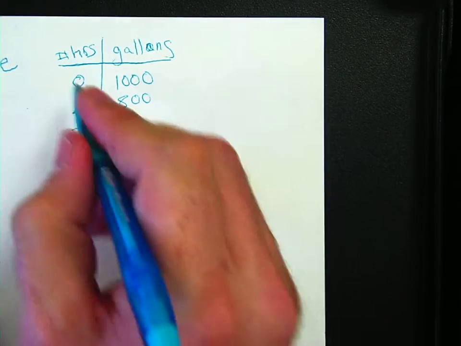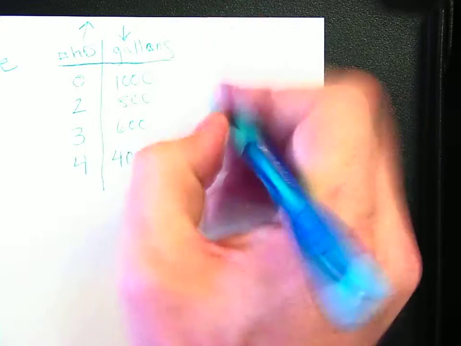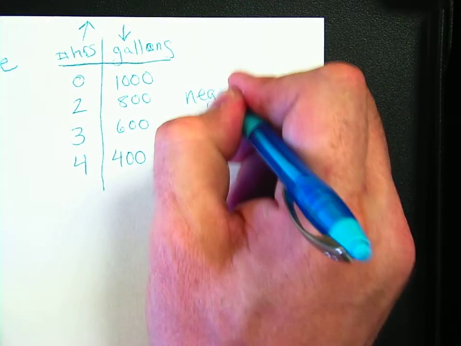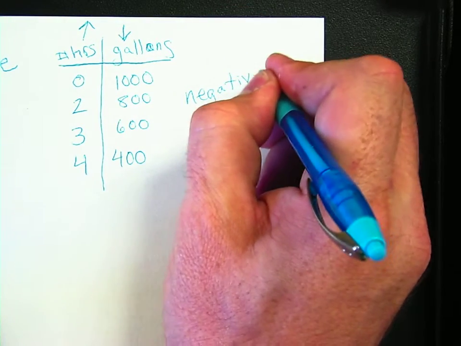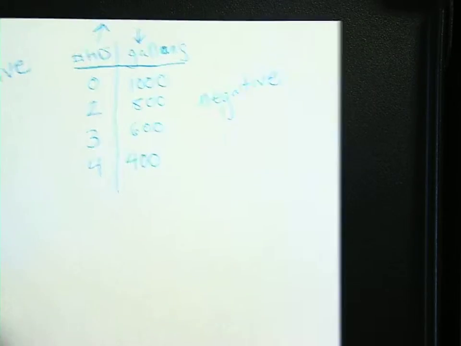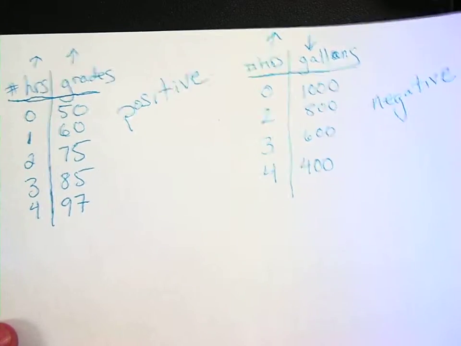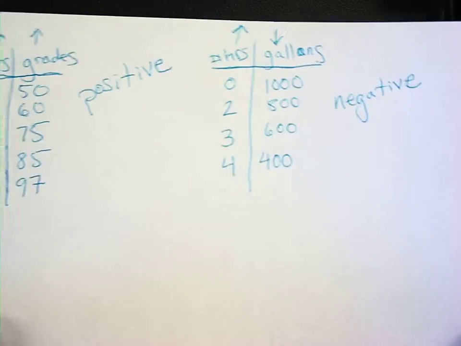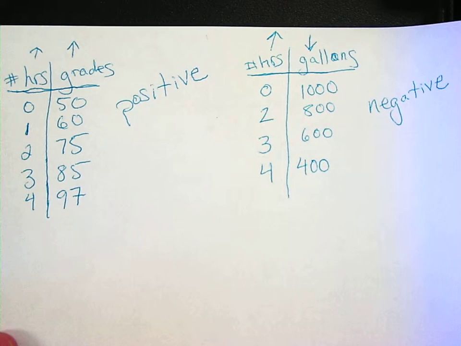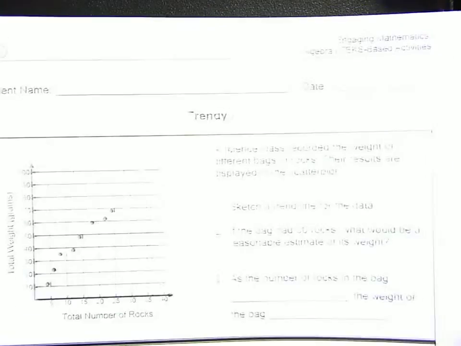So we can see that as time increases, the number of gallons decreases. So that's a negative correlation. All right, so we can see by looking at the tables, if they're both increasing, then it's positive. If one's increasing and one's decreasing, then it's got a negative correlation. All right, now let's make sure we got it when we look at a graph.